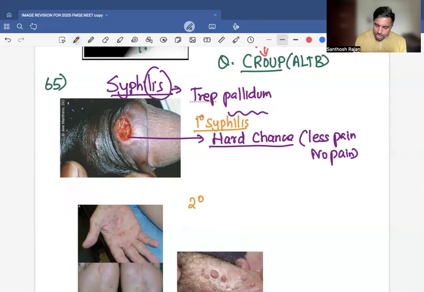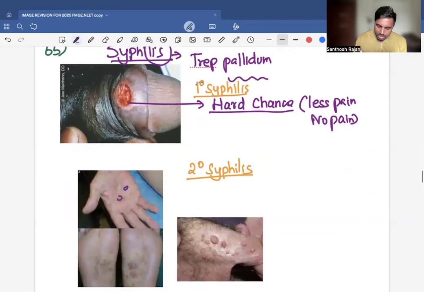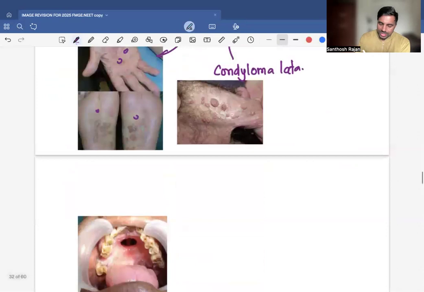Whereas this next picture, what you're seeing is secondary syphilis. In secondary syphilis, you can see rashes on the palms and soles. And then what you see is condyloma lata. This is not acuminata. Acuminata you've seen in HPV. Here it is condyloma lata, just the lata. Okay, so that's secondary, and then this is your tertiary.